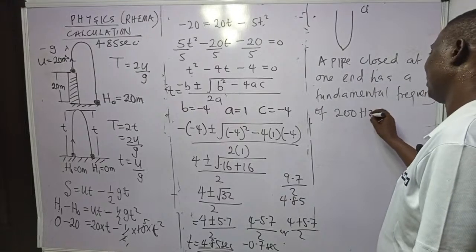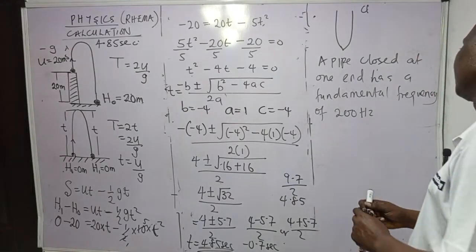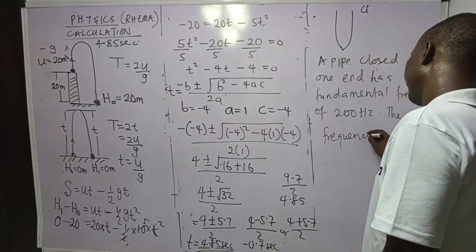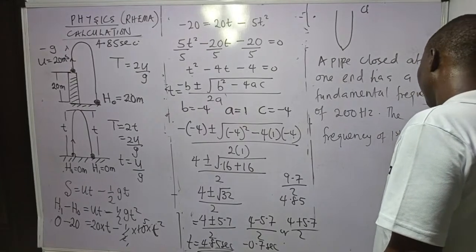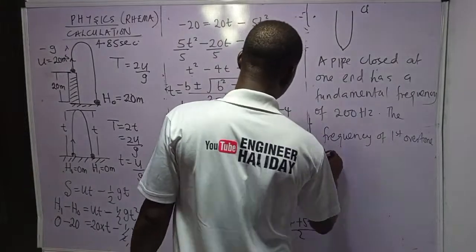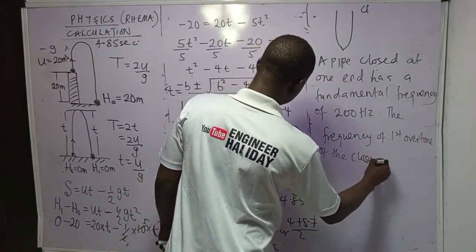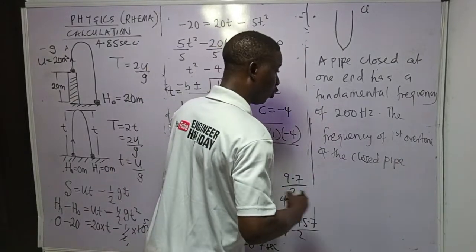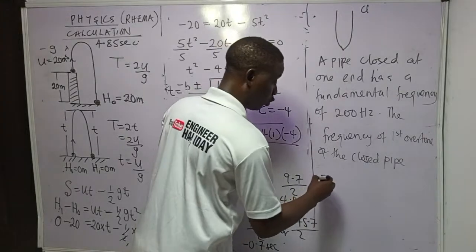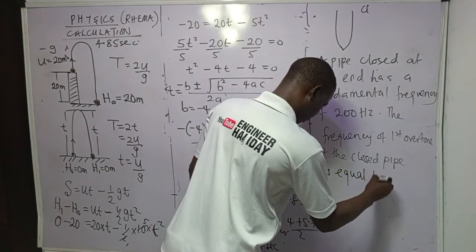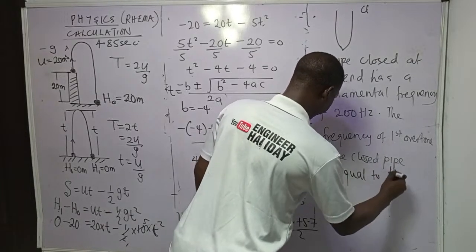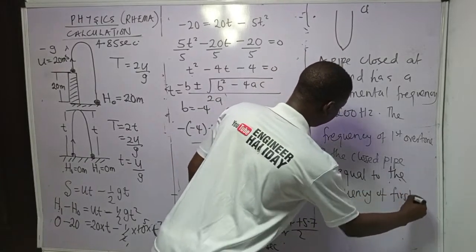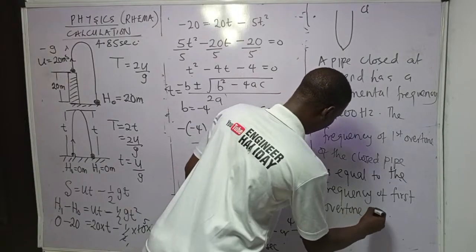A pipe closed at one end has a fundamental frequency of 200 Hz. The frequency of the first overtone of the closed pipe is equal to the frequency of the first overtone of an open pipe.